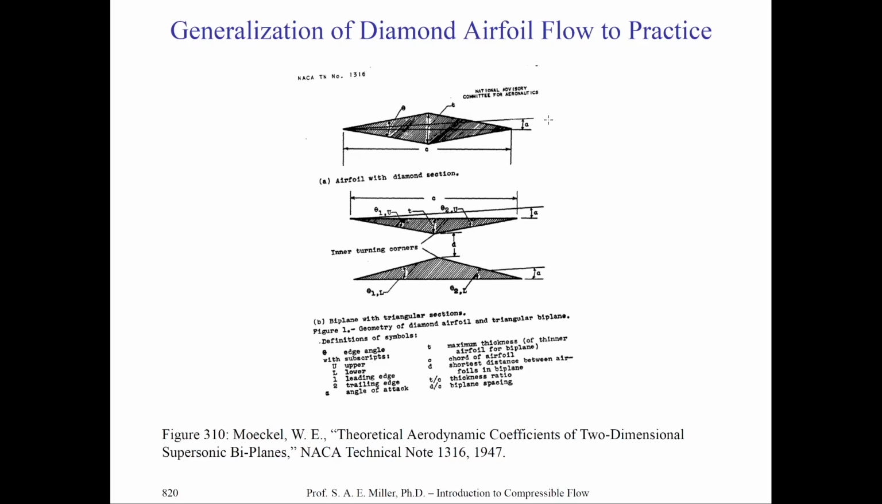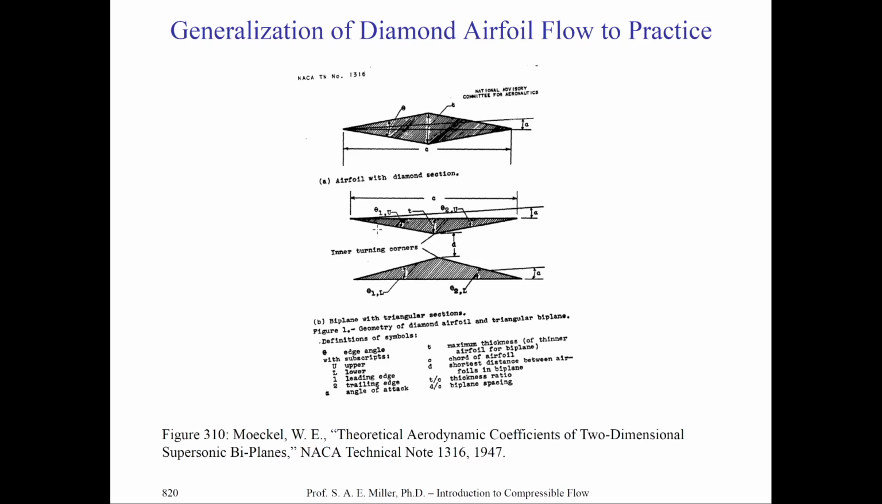Up here we have the typical diamond airfoil. As you can see, it has a total angle of theta and half angle of theta over 2. It has some chord, which he calls A, and this has a thickness D, and there's some angle of attack alpha. Now imagine we simply cut this in half in the streamwise direction and form this shape in part B. We might call this a so-called biplane.